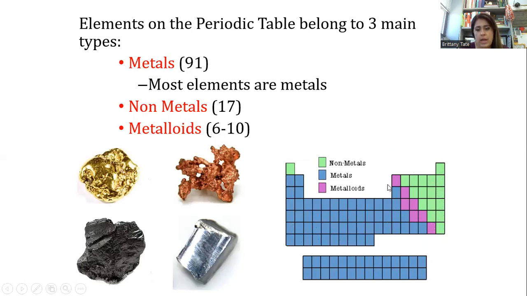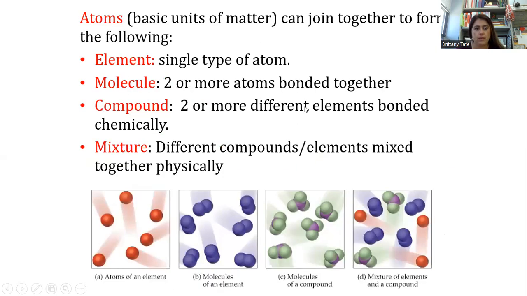So you will see this little zigzag line down the side of a periodic table. Down that side, to the left of that, are metals, and there's 91 metals. To the right of that, you have metalloids and non-metals. Metalloids are what you can think of as a transition between the two, and then non-metals are going to be your gases. So if you're asked what is the majority of elements in the periodic table, metals. And that transition line is going to show you metalloids and non-metals. So it shows you the changes in them.